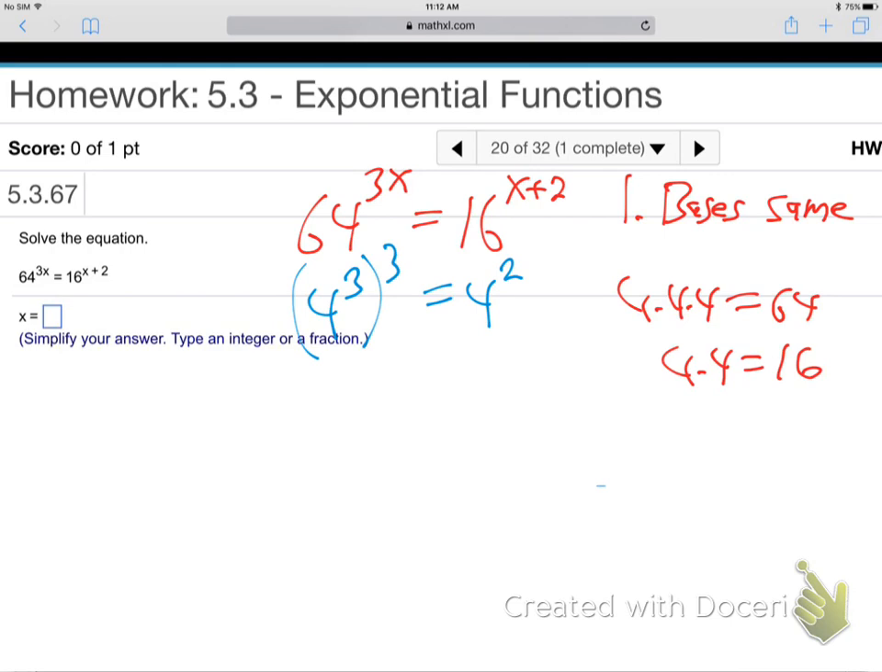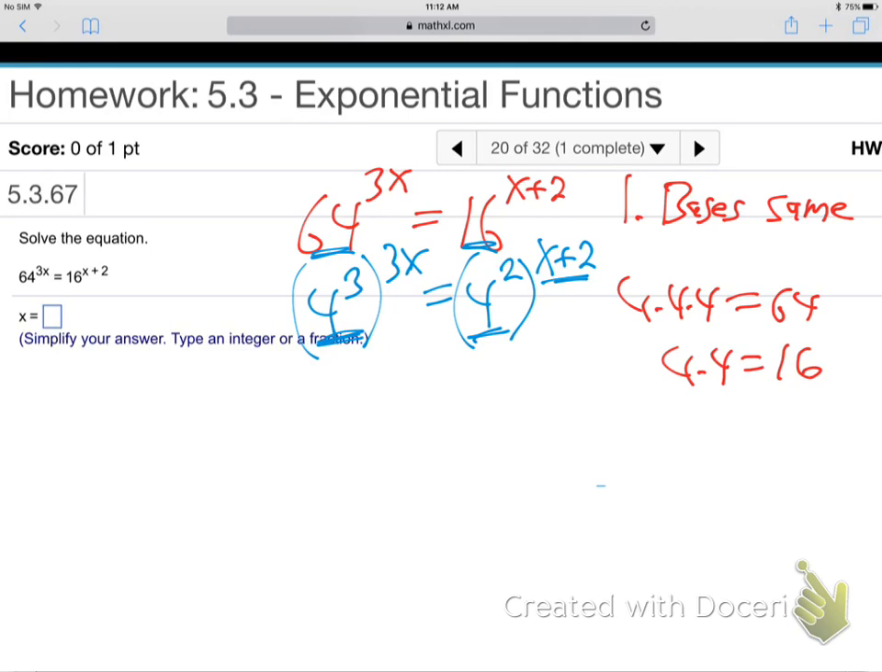Okay, but then what about the 3x? And what about the x plus 2? I put parentheses because the 64, the whole thing, the 4 to the third, is raised to the 3x power. And the 16, the 4 squared, the whole thing is raised to the x plus 2 power. Good so far. Now, what do you do from there?